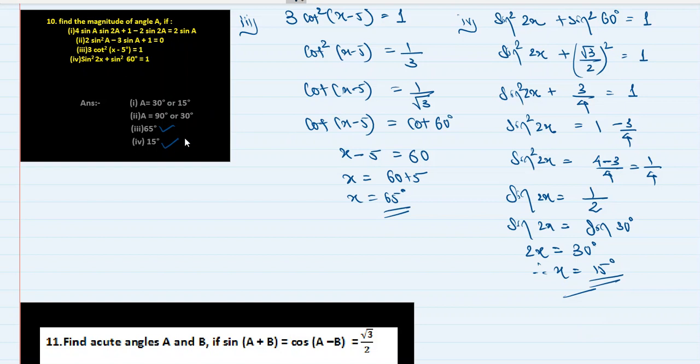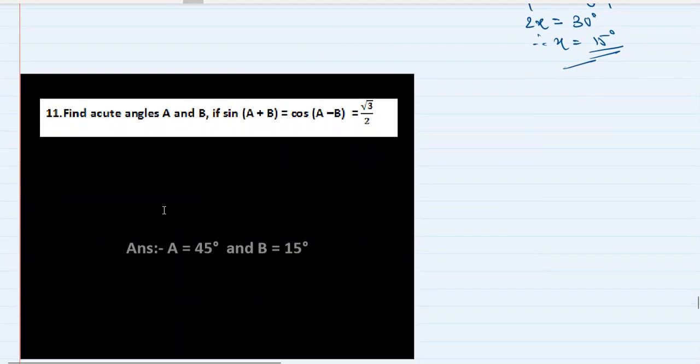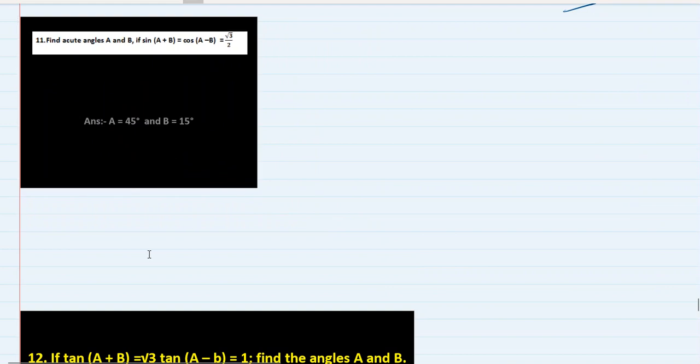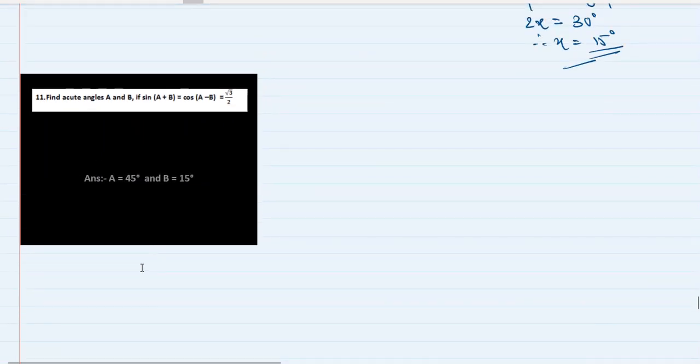So third and fourth part were quite simple. First and second part, as you saw, were lengthy, and we saw the use of factorization in solving trigonometrical equations. Let's see what is question number 11. It has just one part, thank God. So it's not going to be very lengthy.